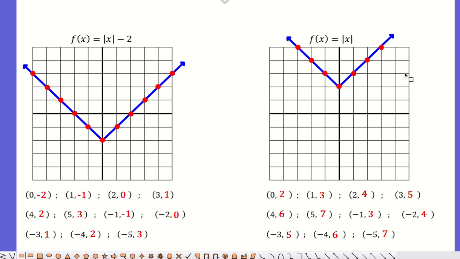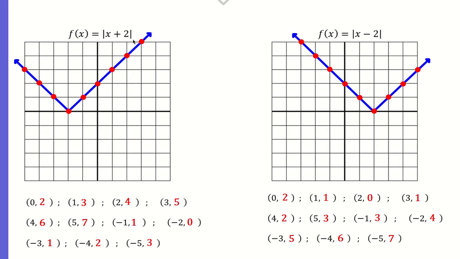If there was nothing there, the vertex would have been here. But when you throw that +2, it moves from here up 2, and the slopes didn't have to change. Here, I want you to notice something. When we threw a +2 in there, like in the absolute value with the x, it actually made the graph move to the left.